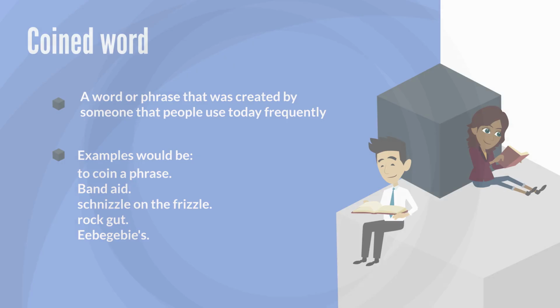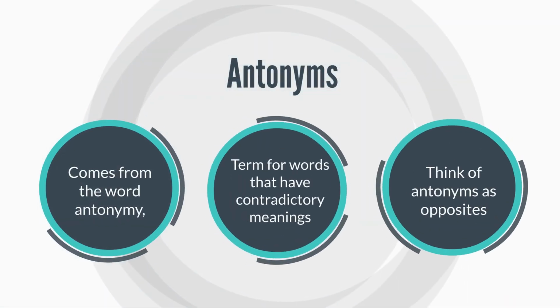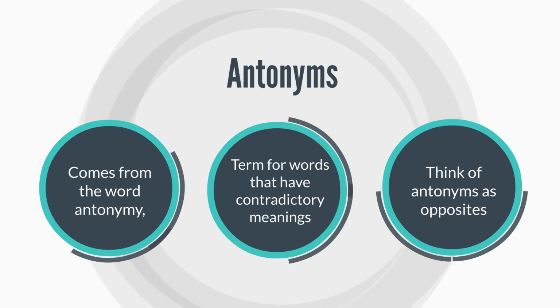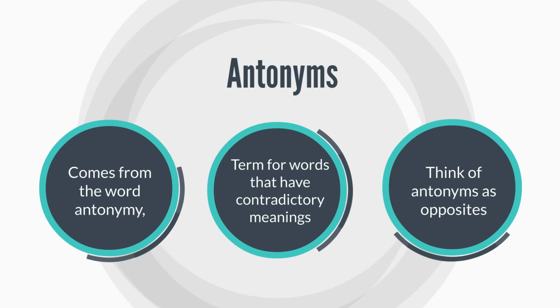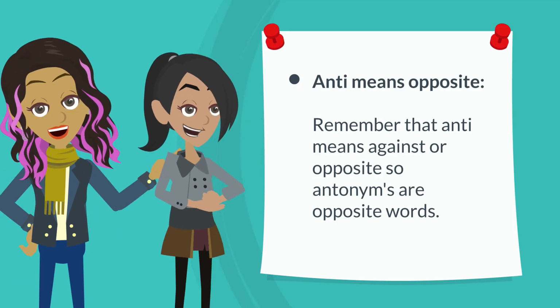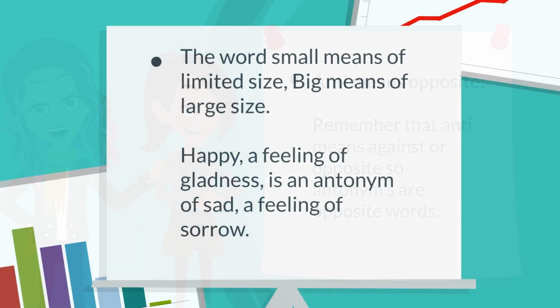EBGBs. The term antonym comes from antonymy, which is the technical grammar term for words that have contradictory meanings, but you can think of antonyms as opposites. Remember that anti means against or opposite, so antonyms are opposite words. For example, the word small means of limited size, while big means of large size. Happy, a feeling of gladness, is an antonym of sad, a feeling of sorrow.